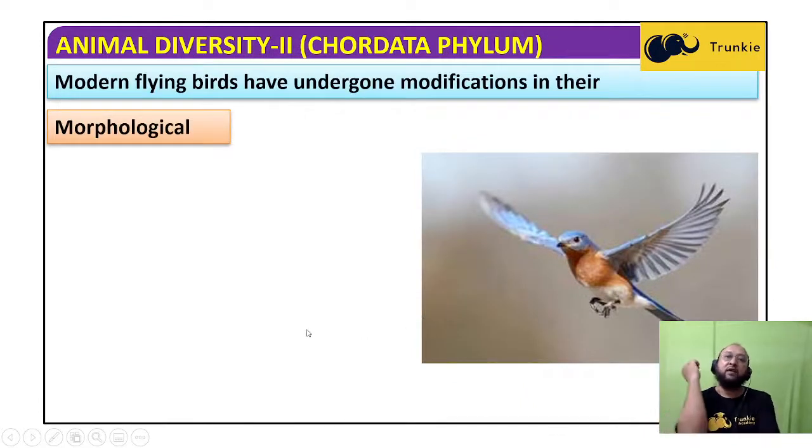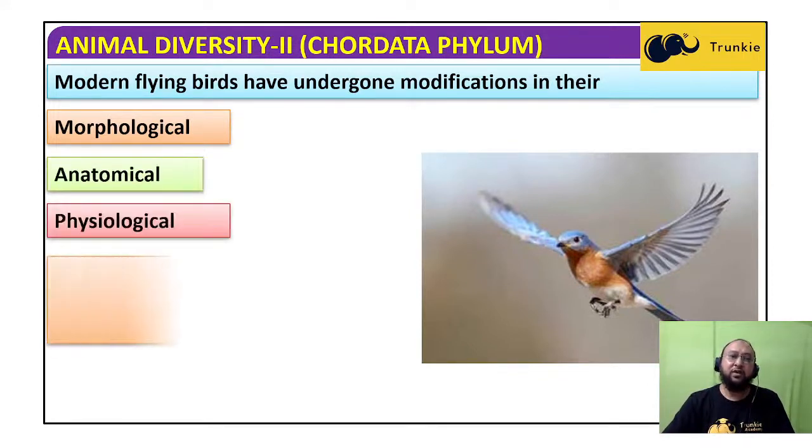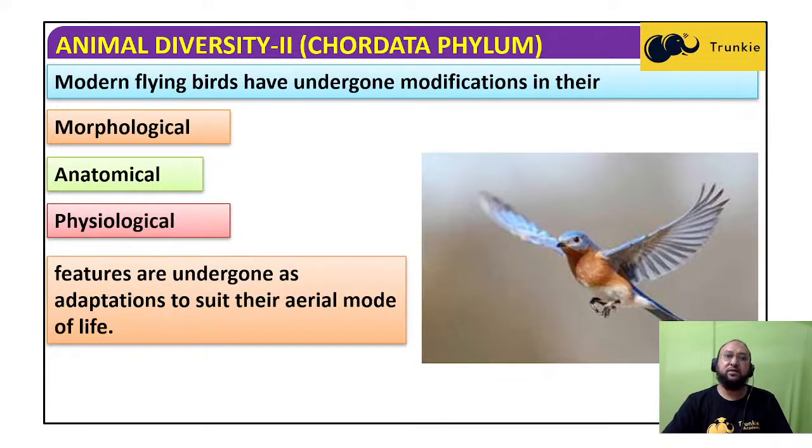Modern flying birds have undergone modifications in their morphological, anatomical and physiological features as an adaptation to suit their aerial mode of life. They can fly. Some large birds are not flying. Non-flying birds are also there, but some modern birds which are flying have got some morphological, anatomical, and physiological changes in their features to fit their aerial mode of life.